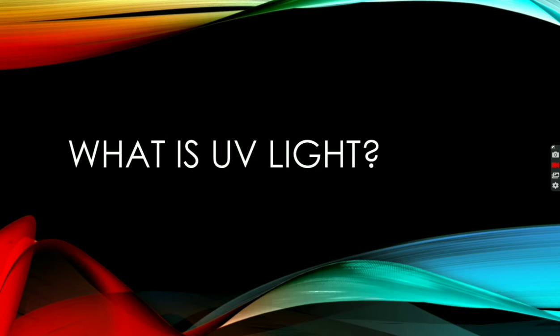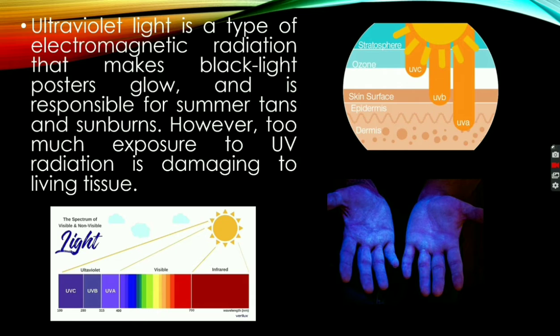So, what is UV light? UV light, or ultraviolet light, is a type of electromagnetic radiation that makes black light posters glow, and it is responsible for summer tans and sunburns. However, too much exposure to UV radiation is damaging to living tissue.